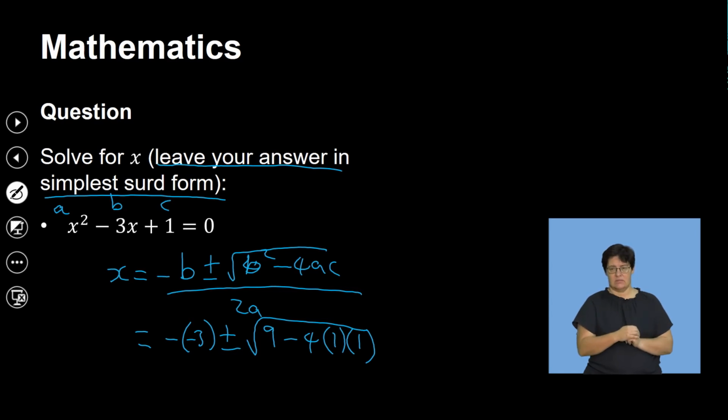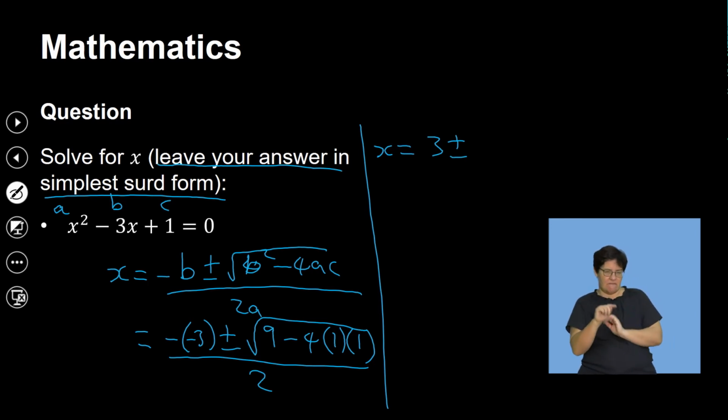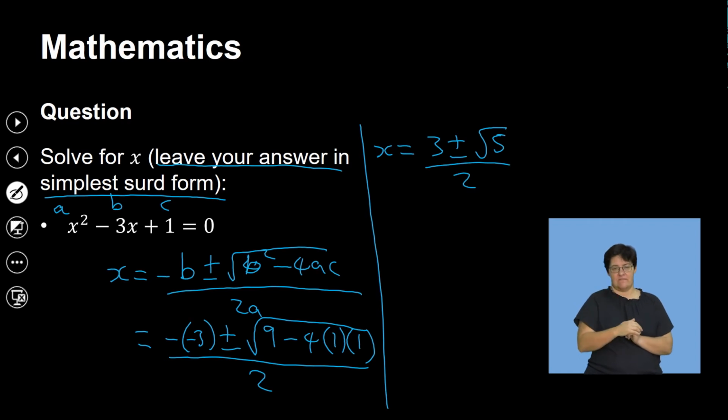And then you can work this out all over, by the way, 2, because it's going to be 2 multiplied by 1. Then if I simplify this, it will be x equals positive 3 plus or minus the square root of 9 minus 4 times 1 times 1, which is just 4, right? So 9 minus 4 is 5. So this is square root of 5 over 2. That's your answer. Then you can separate the plus and separate the minus. Then it will give you your answer.